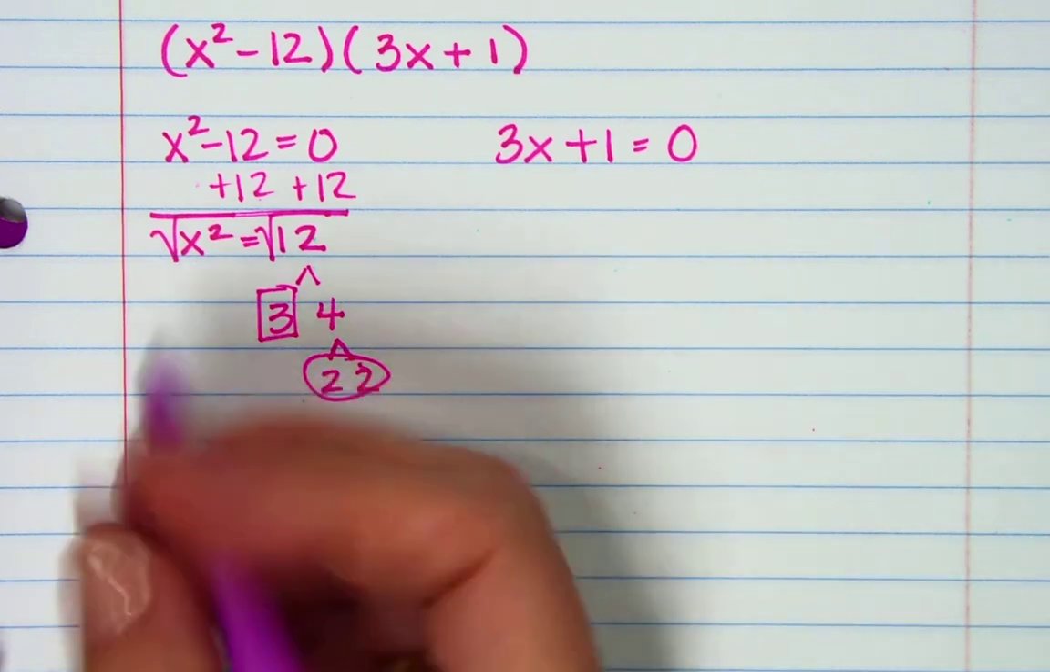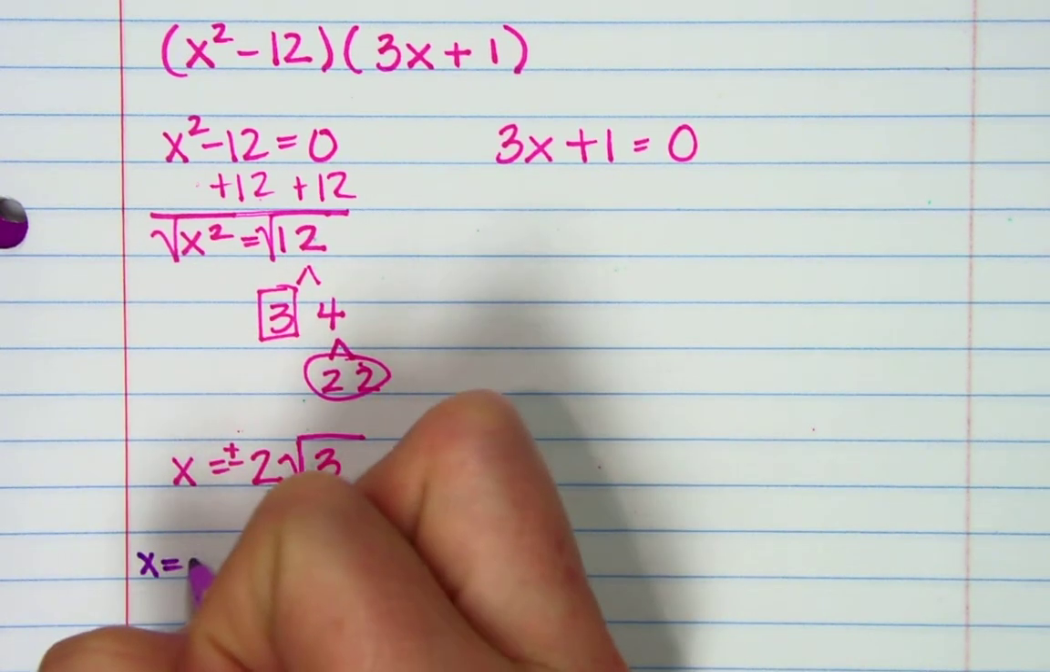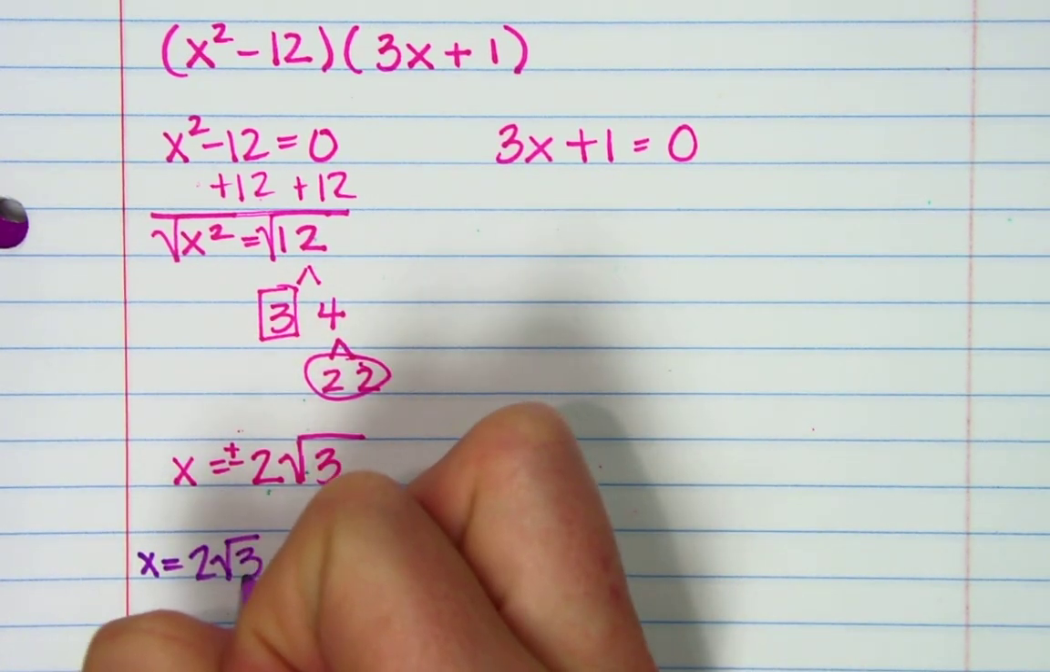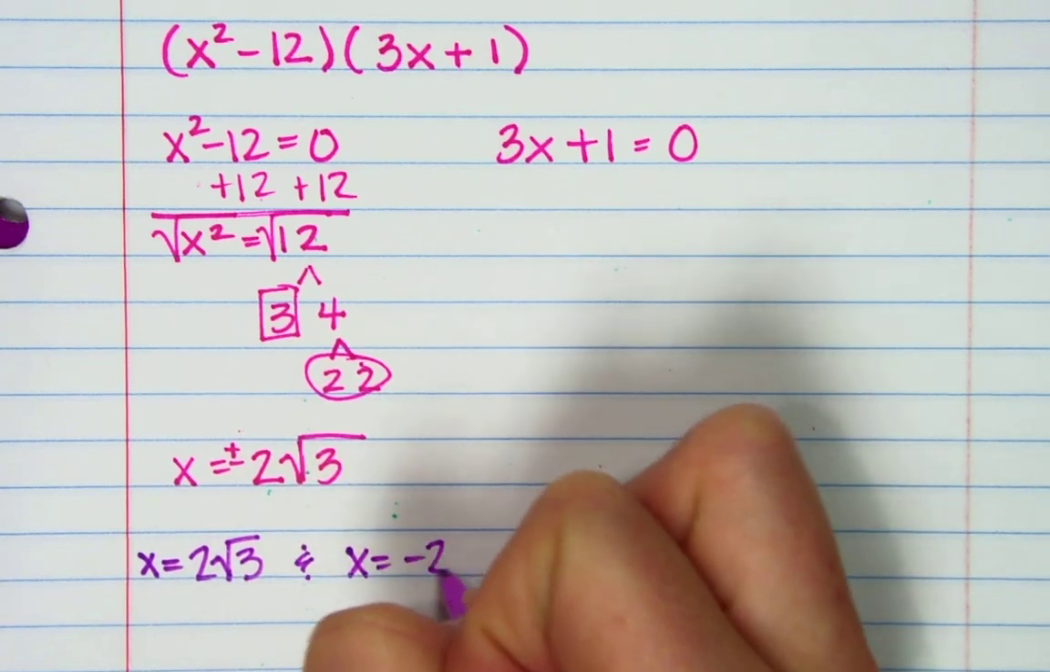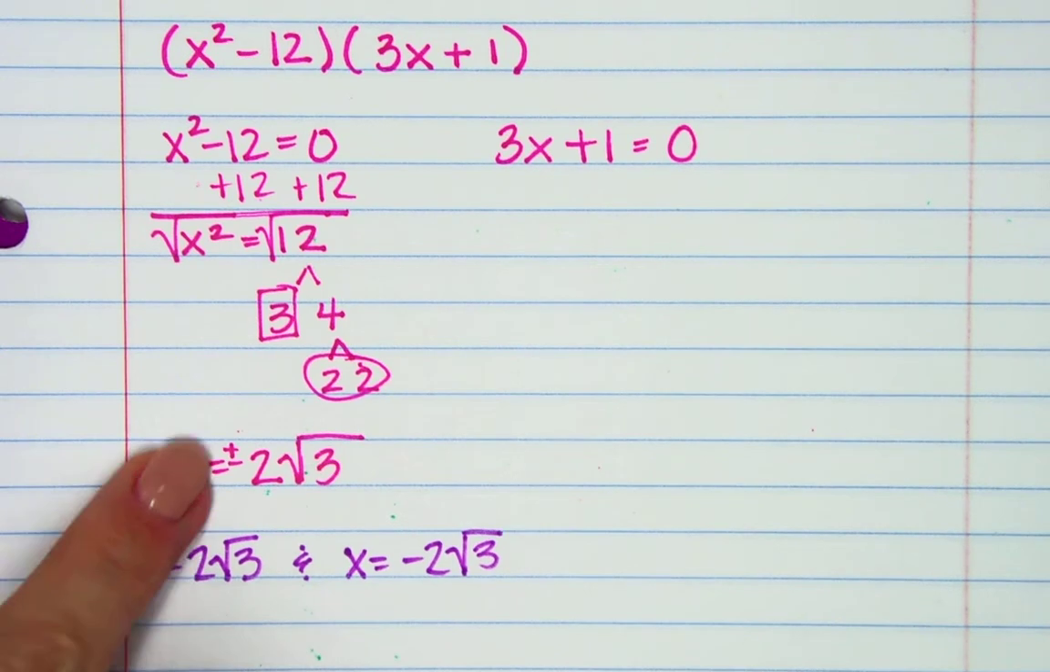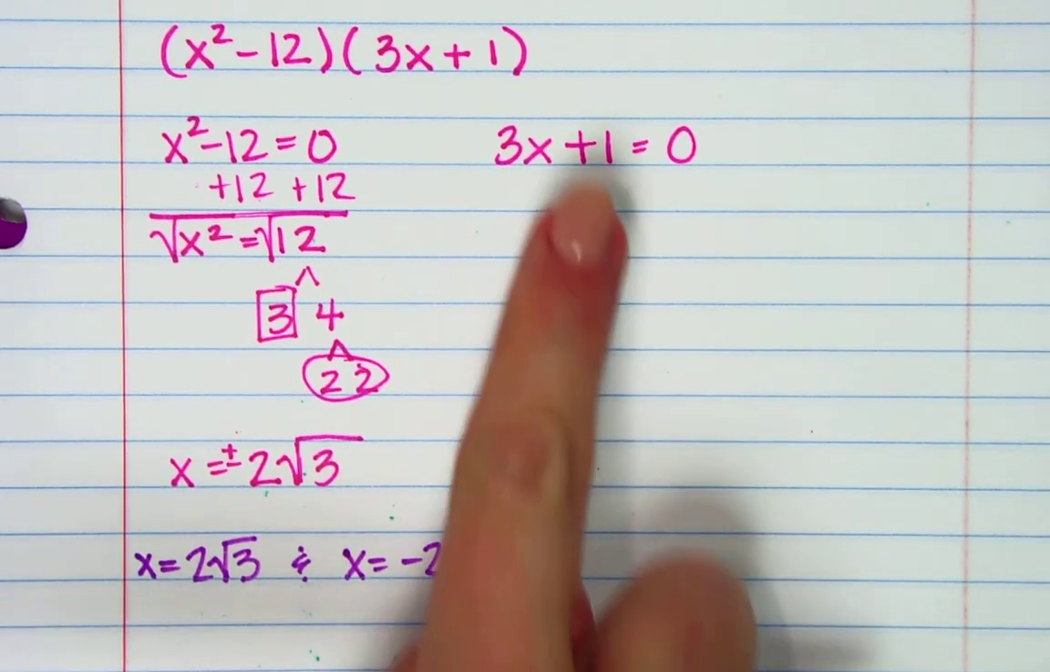Okay, so I'm going to write it out twice just so that we can see that. X equals 2 radical 3 and x equals negative 2 radical 3. Okay, because that's what this means. Plus or minus means 2 things. Then we can solve this one.